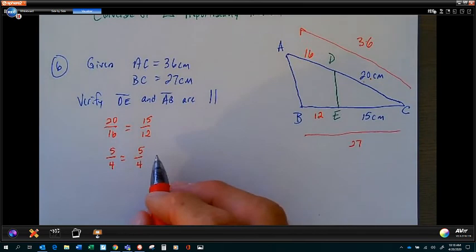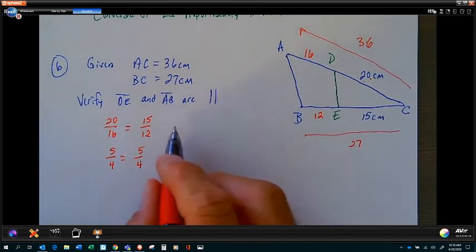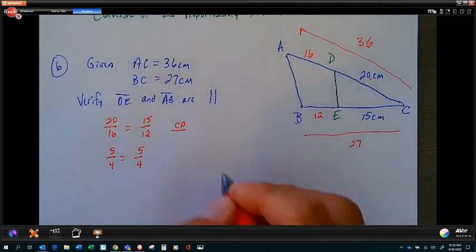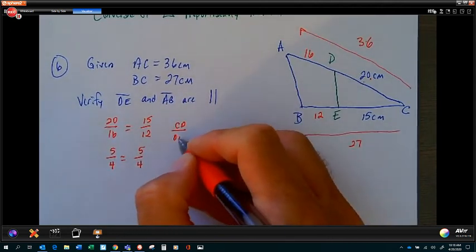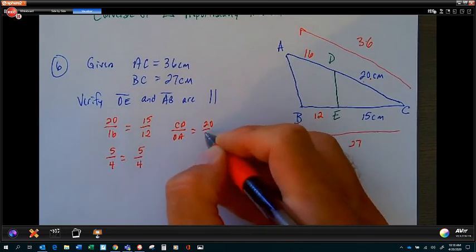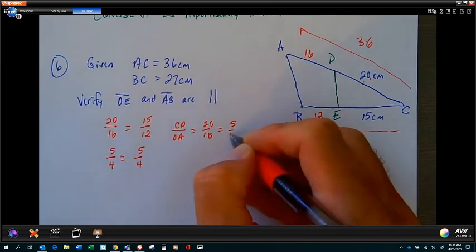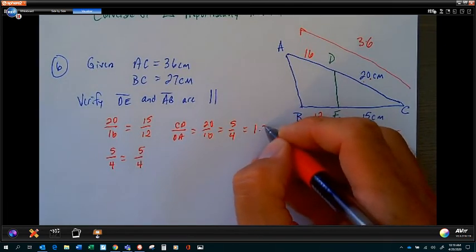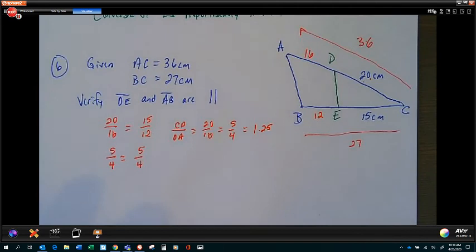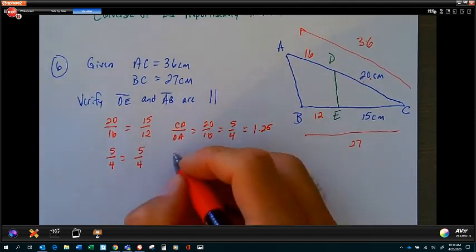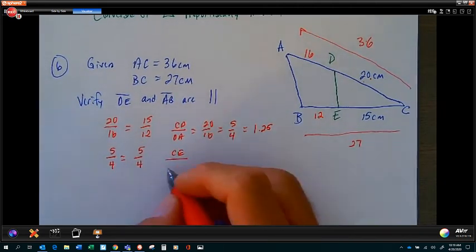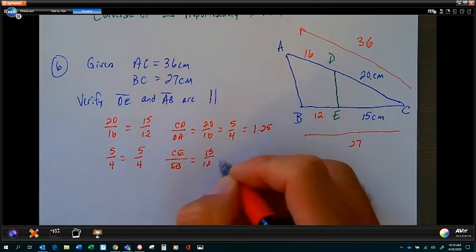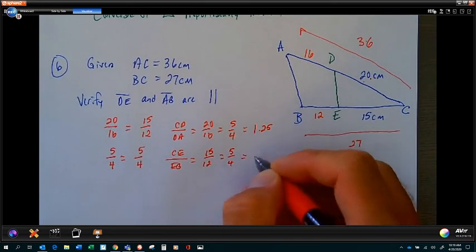But we can also set it up like we had done before and say that CD to DA is going to be equal to 20 over 16, which is reducible to 5/4. And if you want to say it's even reducible to 1 1/4 or 1.25. And then we can also say that CE to EB is 15 over 12, which is also reducible to 5/4, which is reducible to 1.25.